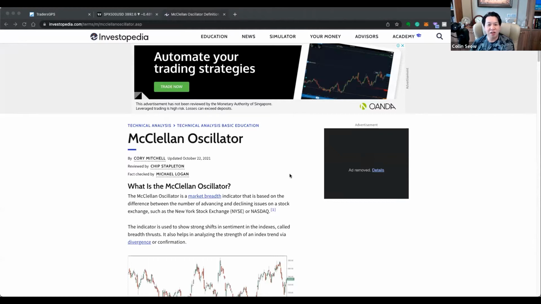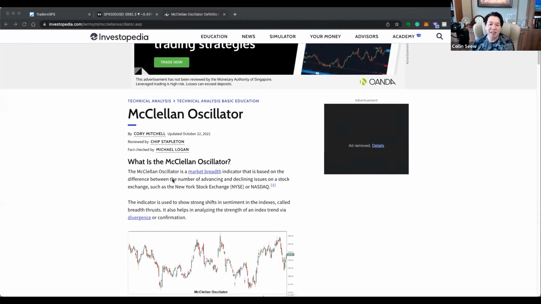I don't know how to pronounce this, McClellan. McClellan oscillators. It's a breadth oscillator. So most oscillators, if we see in the market, whether it's RSI, CCI, moving average, their indicator is based on the price of the moving average, the price of the underlying.